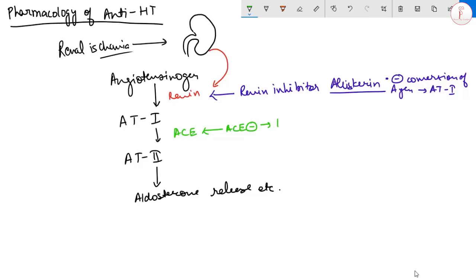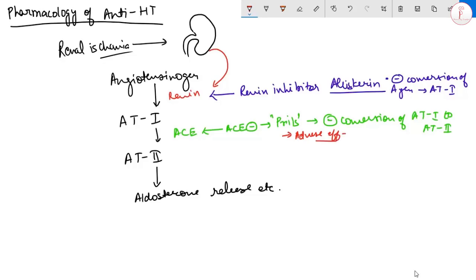And next we have ACE inhibitors. So ACE inhibitors, we can remember them as prils. These drugs end in prils, and they inhibit conversion of angiotensin 1 into angiotensin 2. Example is captopril, enalapril, ramipril, perindopril.